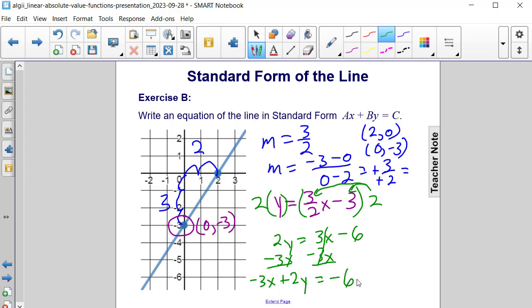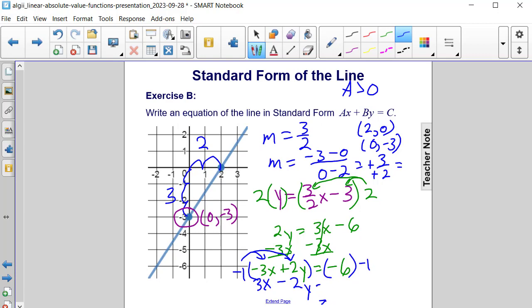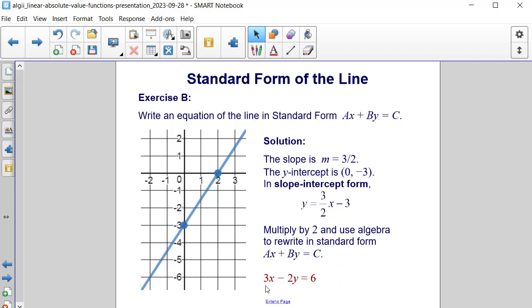Now, this may appear to be in standard form because it has ax plus by is c. A key feature of the standard form equation is that our a value must be positive. So we need to multiply both sides of our equation by negative 1 in order for the a coefficient to be positive. So that will make our final equation 3x minus 2y is equal to positive 6. And here's the solution to this problem. They still ended up getting 3x minus 2y is equal to 6.